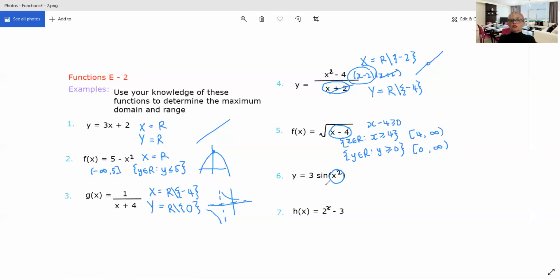This next one here, it's helpful to know that no matter what you're taking sine of, the sine function is always going to be between negative 1 and positive 1. So even though that's got an x squared there, sine will always be between negative 3 and positive 3, because we're multiplying it by 3. So there's no reason why we can't have any real number for our domain, but our range is going to be between negative 3 and positive 3.